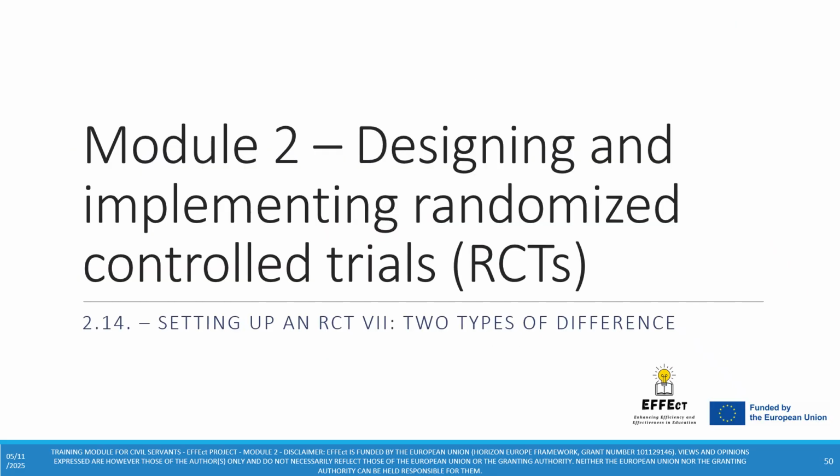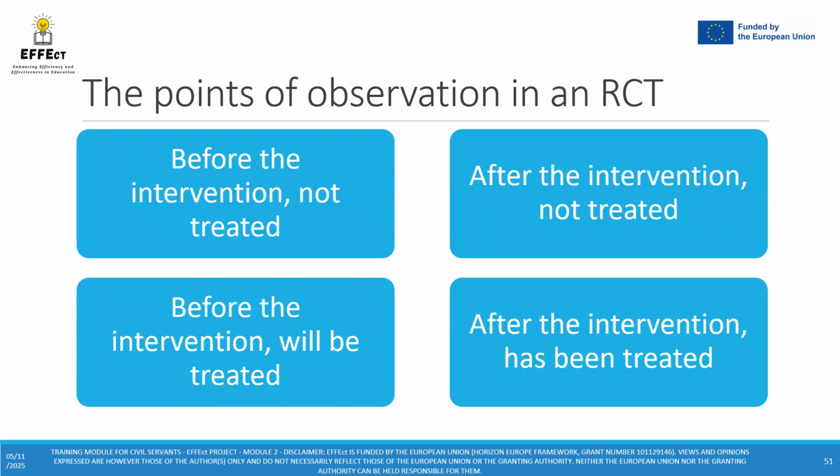Dear participants, welcome to submodule 2.14, in which we will continue to learn how to set up an RCT, and we will have a more precise look today on the two different types of difference that are relevant in an RCT setting. Let us have a look at the different points of observation in an RCT. What do we mean with that? With points of observations in an RCT, we mean the different moments in time on which we are able to observe things, to gather data.